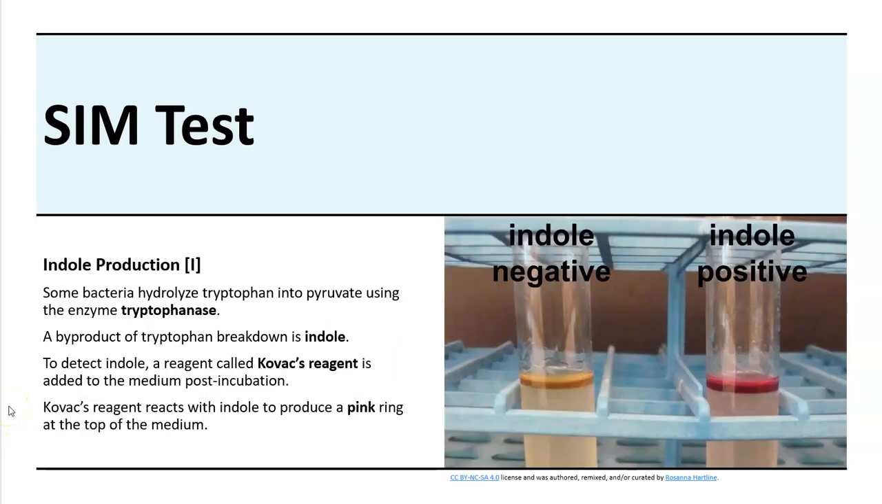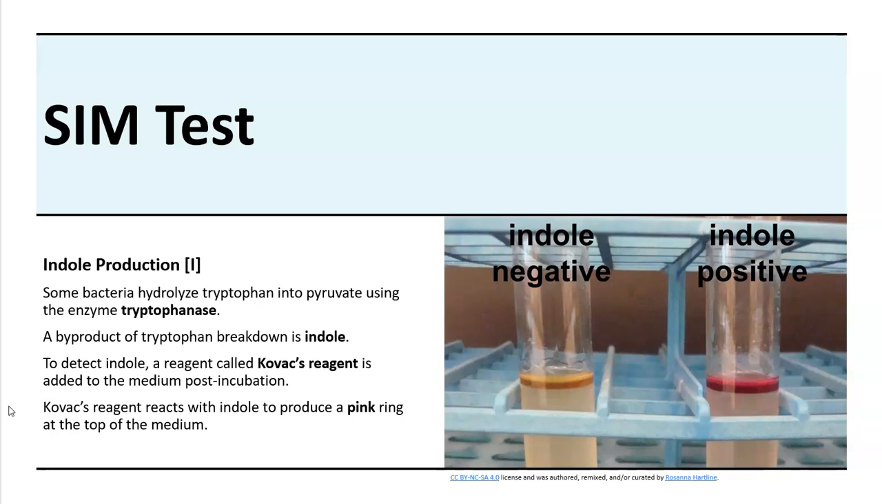The second part of the SIM test is the indole production component. So some bacteria have an enzyme called tryptophanase, and if they have the tryptophanase enzyme, it means that they're able to break down tryptophan, which is an amino acid, into indole and pyruvate. So how we test to see if this has occurred or not is we add a reagent called Kovacs.